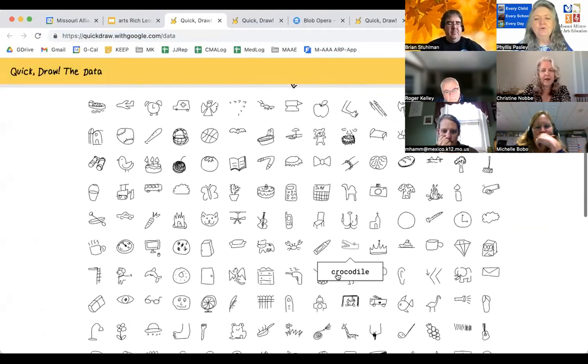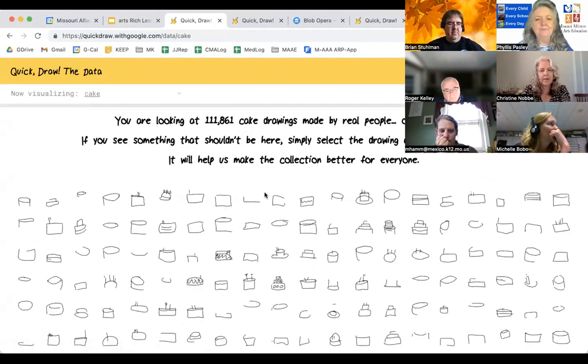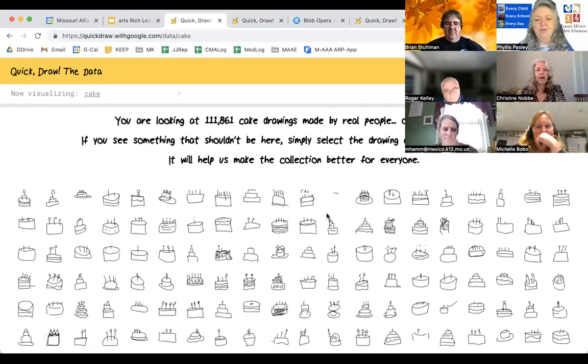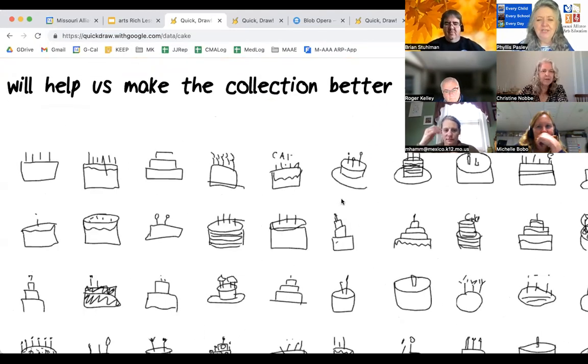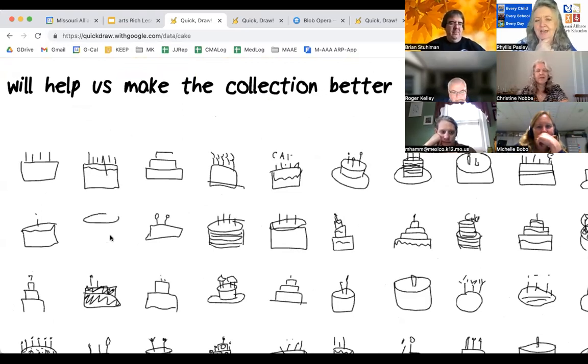And what's very cool about this is when you pick a drawing, like I'll pick cake right here, you are seeing 110,861 drawings of cake that someone did somewhere along the line. I'm just zooming in here so we can see this one for a minute. And it shows you each stroke that the person did to create that.